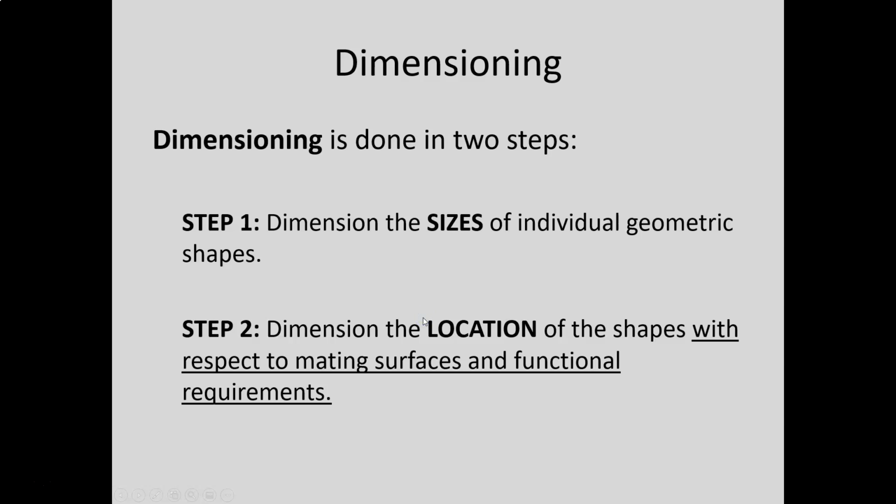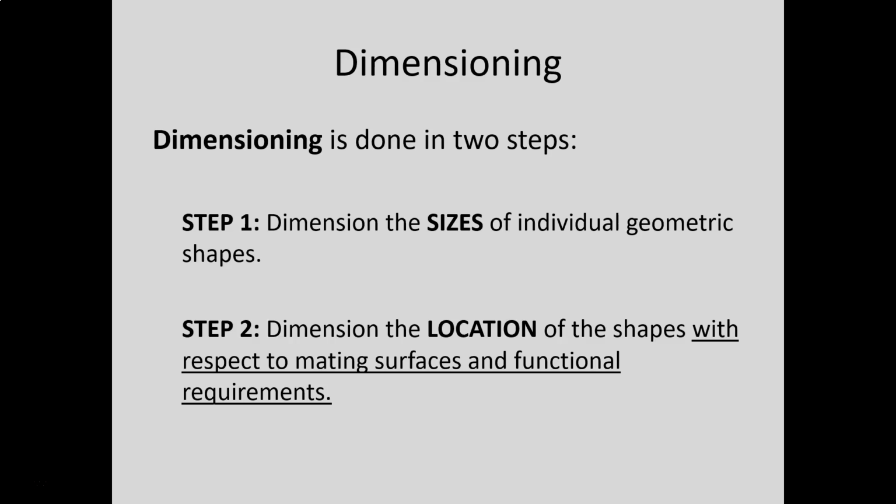Okay, so the process that I want you to follow for dimensioning, for applying dimensions to a drawing, is very straightforward, I'm not going to say simple, but it's a very straightforward 2-step process. Okay, step number 1, I want you to dimension the sizes of the individual geometric shapes on the part. Step number 2, I want you to dimension the location of those shapes with respect to mating surfaces and functional requirements. Now, I underline that last bit because that's a little bit challenging to do, because we don't often know what the mating parts are.